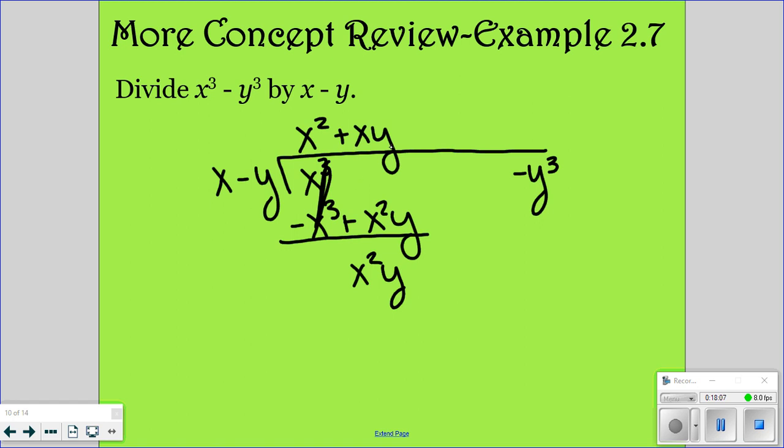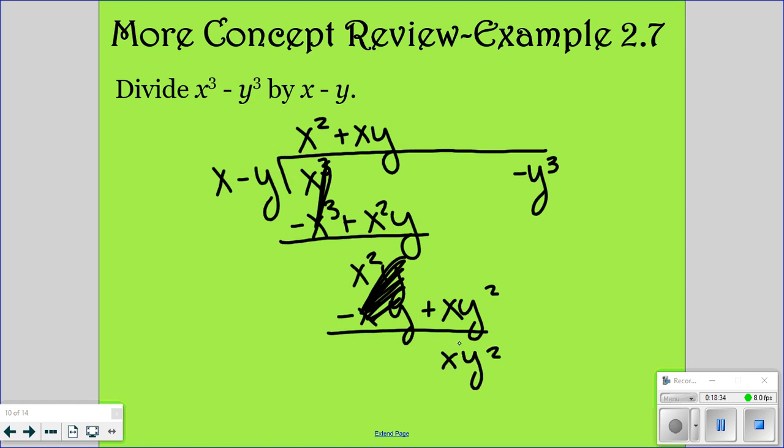Then you're going to take xy and multiply it by this x minus y. So it should give you x squared y minus xy squared. Again, you change your signs because you're subtracting. This term here will cancel, and then we don't have anything up here, so it's just xy squared.